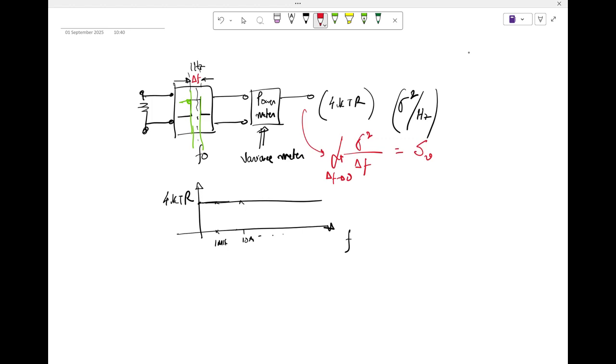Having said that, for any practical purposes, if you do your experiment for 1 hertz bandwidth, you will not see any difference, because generally thermal noise, or for that matter any noise, hardly ever changes abruptly over a frequency range of a hertz. The other thing that I should mention is, yes.